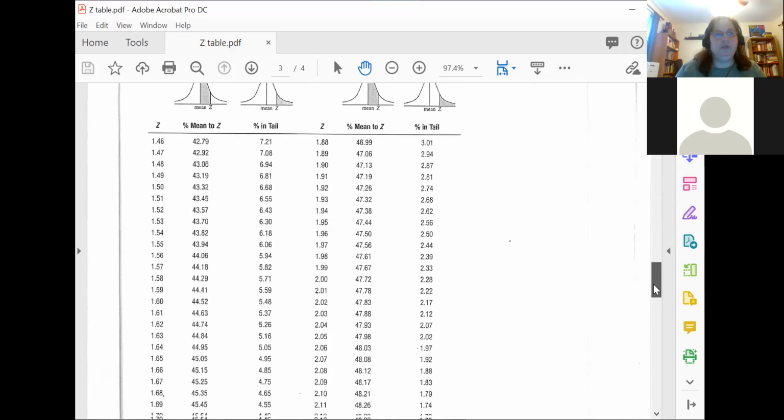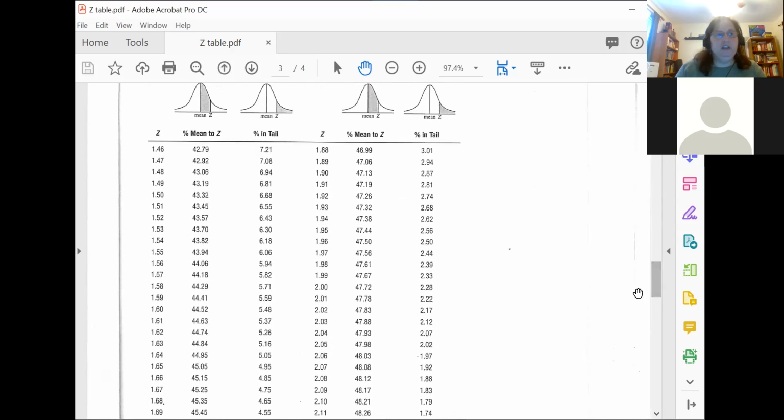So I'm scrolling to the 3rd page already. And finally, I keep going down this percent in tail column. I see a number close to 5. In fact, I see 2 numbers close to 5. But in this case, we're going to use 5.05. That's by convention, so that's something that maybe goes on your note sheet, just to remember that. And the corresponding Z score is 1.64.